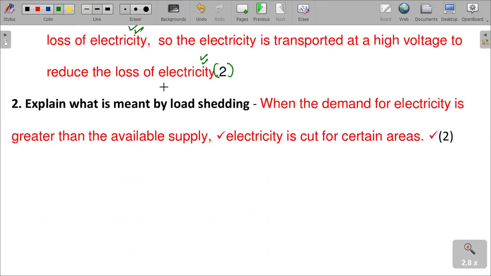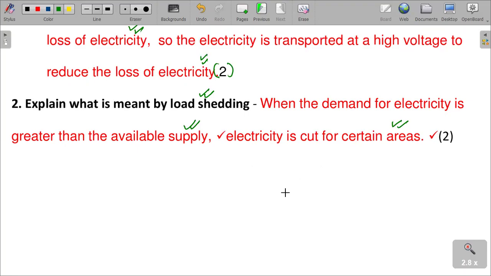Explain what is meant by load shedding. It is when the demand for electricity is greater than the available supply. Electricity is cut for certain areas. So that is what is load shedding.